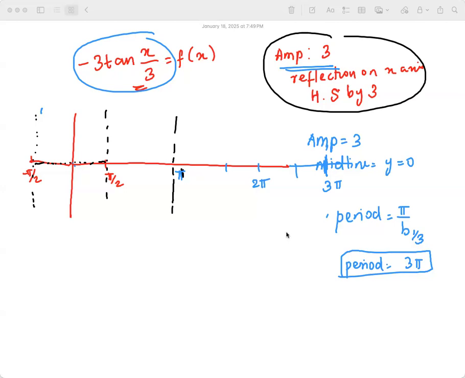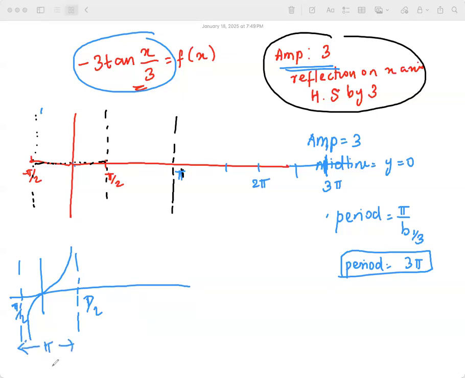Where are the asymptotes? See, in an original graph, if it was a tangent graph, let me draw this and show you. If it was an original graph, this was pi by 2, this is minus pi by 2, correct? Now, this was your graph. Am I making sense? For this, the period was pi. Now, we have a period of 3 pi.